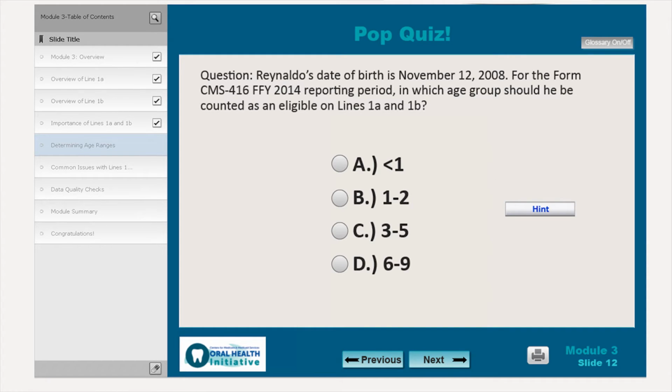Now it's time for a pop quiz. Let's take a moment and see if we can determine which age range is appropriate for Ronaldo. Ronaldo's date of birth is November 12, 2008. For the Form CMS-416 Federal Fiscal Year 2014 reporting period, in which age group should he be counted as an eligible on lines 1A and 1B? Is it answer A, less than 1 year, answer B, 1 to 2 years, answer C, 3 to 5 years, or answer D, 6 to 9 years? Take a moment and think about your answer to this question.